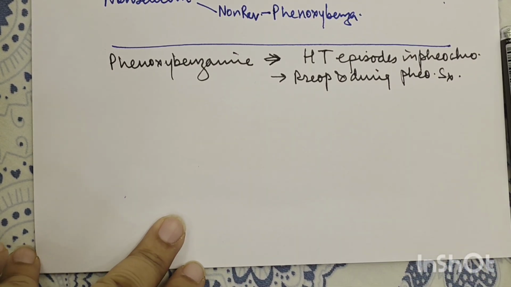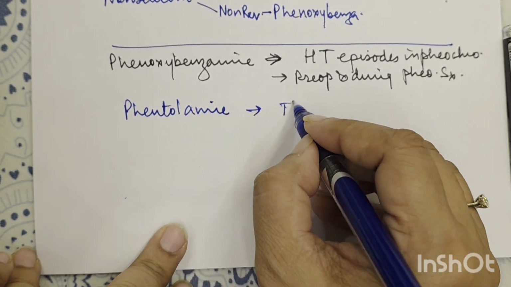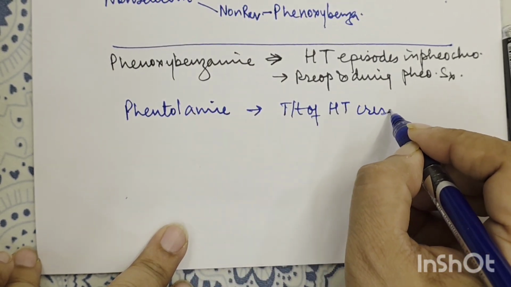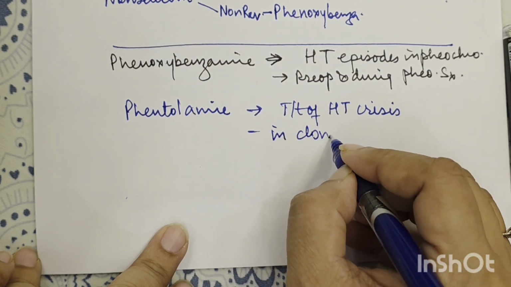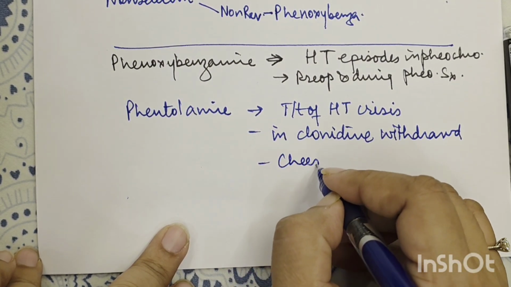Then the other drug, phentolamine, is used in the treatment of hypertensive crisis, in clonidine withdrawal, and in cheese reaction.